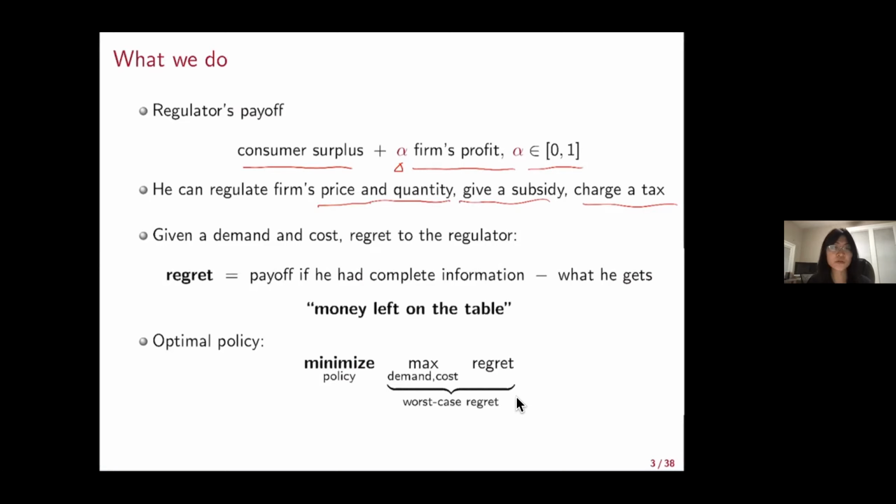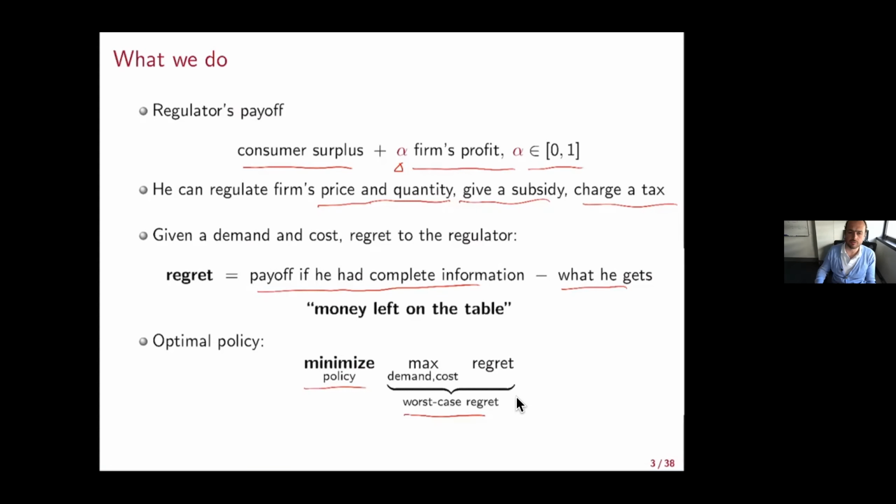Now, we can calculate the regret to the regulator, which is the difference between the payoff that the regulator could achieve if he had complete information and the realized payoff of the regulator. You can think about this regret as the money left on the table due to the lack of information from the regulator. In this paper, we want to find the policy that minimizes the worst case regret that the regulator could have. And this worst case is taken across all possible demand and cost scenarios, and the minimization is across all possible policies. Any questions so far?